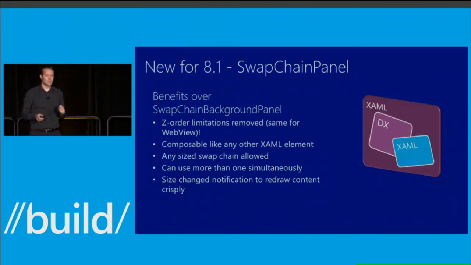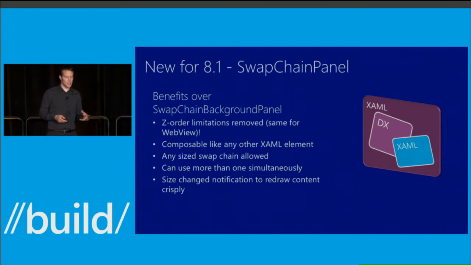So for Windows 8.1, we added a SwapChainPanel, which is pretty similar to SwapChainBackgroundPanel, but with a few less restrictions. So the Z-order limitations have been removed, and that means that you can layer the SwapChainPanel anywhere in the XAML scene. It's composable like any other XAML element. Any size swap chain can be used. You can have more than one swap chain. I wouldn't say you can have as many swap chains as you like because they're fairly expensive objects to have around, but previously you could only have one, and now you can certainly have 3 or 4.